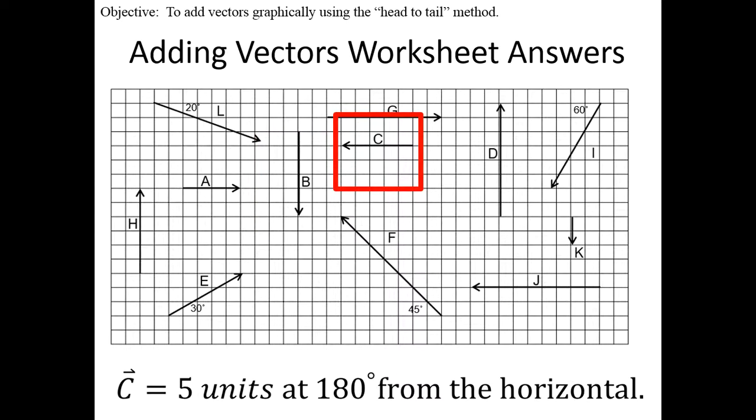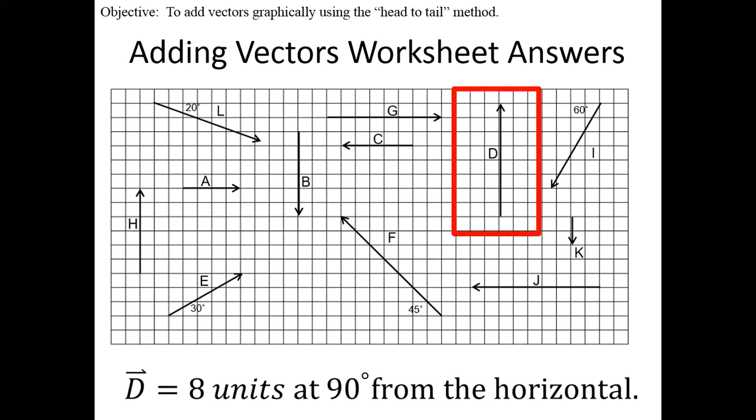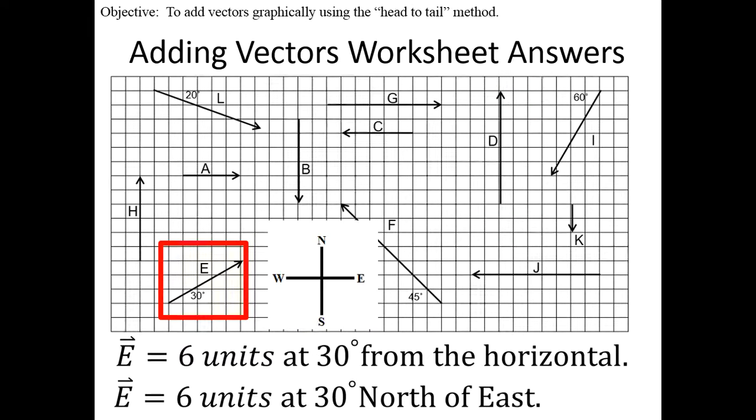For C, we've got 180 degrees from the horizontal at 5 units. For D, it's going to be 8 units at 90 degrees from the horizontal. And now let's talk about some angles here. This is where the hardest part is, and it's trying to figure out the angles. Okay, there's several different ways to express an angle.